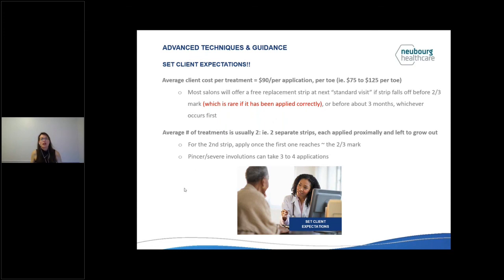And then remember that, again, setting client expectations, it may take 2, 3, possibly even 4 applications for very, very severe cases. But we find the average is 2. If it's just for restoring general nail health, oftentimes even 1 is okay. But just again, so that they understand that it might take 2, 3, 4, whatever it is.